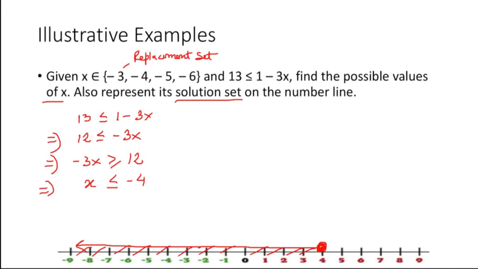But here, since we are given a replacement set, the solution set for this replacement set would be the values that are less than or equal to minus 4. So the values minus 4, minus 5, and minus 6. So for this given replacement set, the solution set would be minus 4, minus 5, and minus 6. But if no replacement set were given, then the solution set for this inequation would be any values that are less than or equal to minus 4, so all the values that I have shaded on the number line. But for this given replacement set, the solution set is minus 4, minus 5, and minus 6.